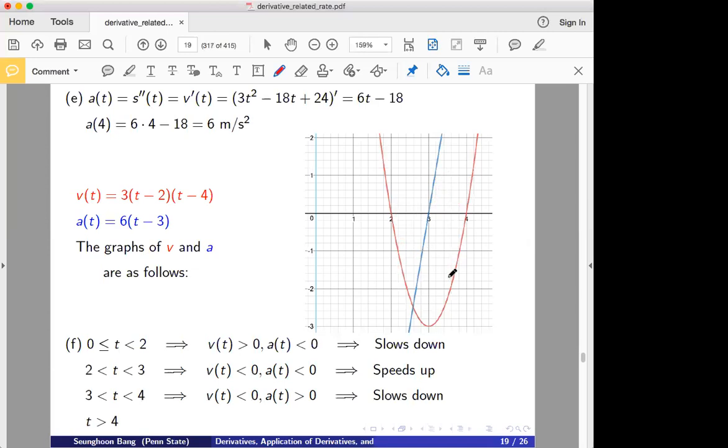Last one, t is greater than 4. Here, the red one is positive. The blue one is going up, also positive. We have the same sign, speeds up. This is the whole idea for solving this kind of problem. That's good. So this is the whole idea.